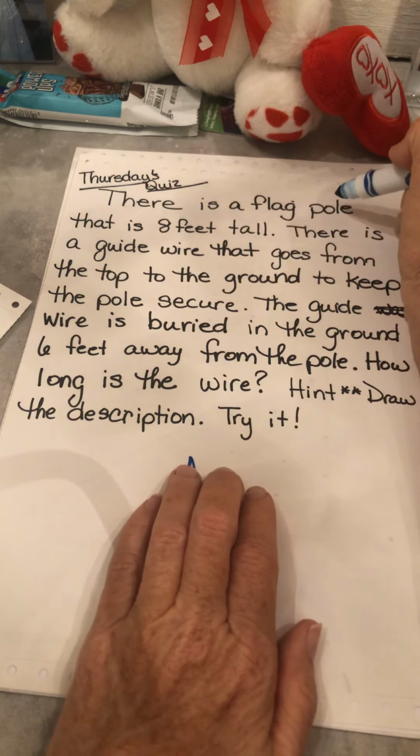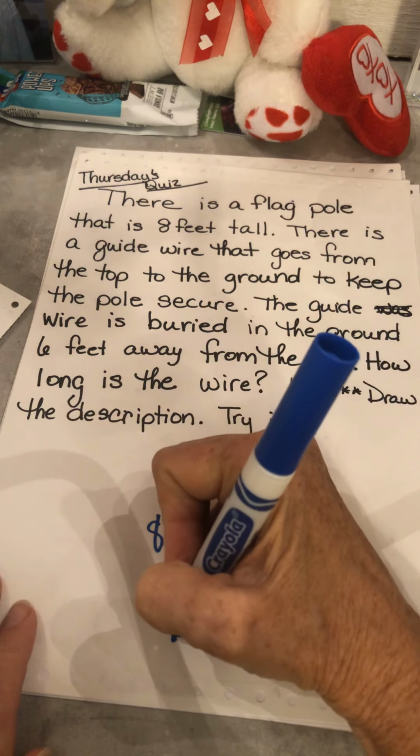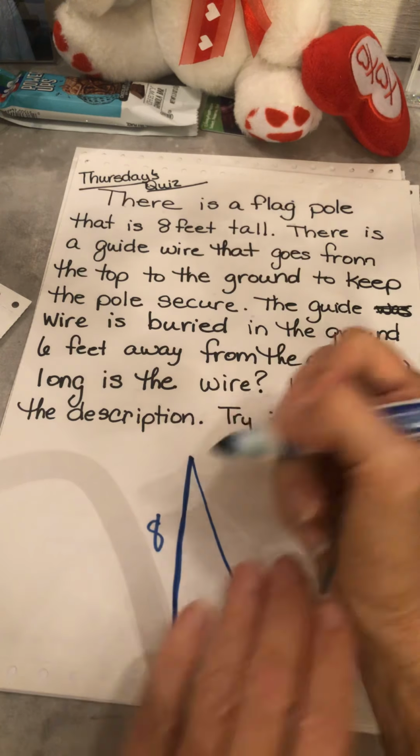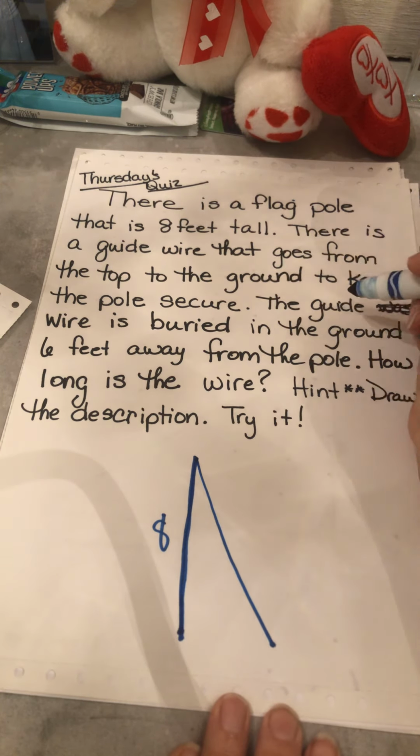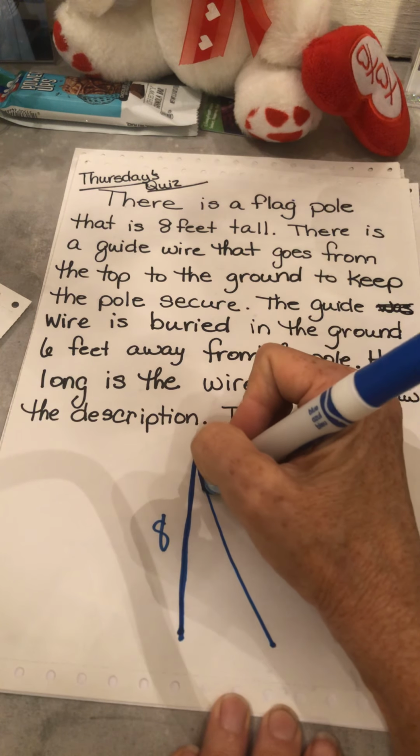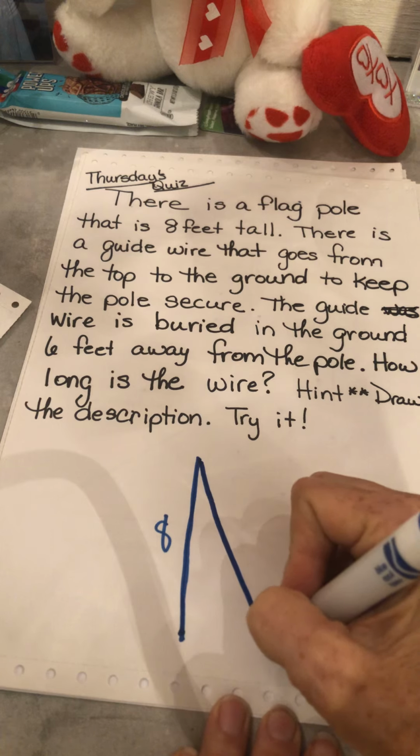So there's a flagpole that is 8 feet tall. So the first thing I'm going to do is draw my flagpole. Okay? 8 feet. Now there's a guide wire that goes from the top of the pole to the ground to keep it secure. Well, we know guide wires look like this. They go at an angle, and this is where it attaches in the ground.